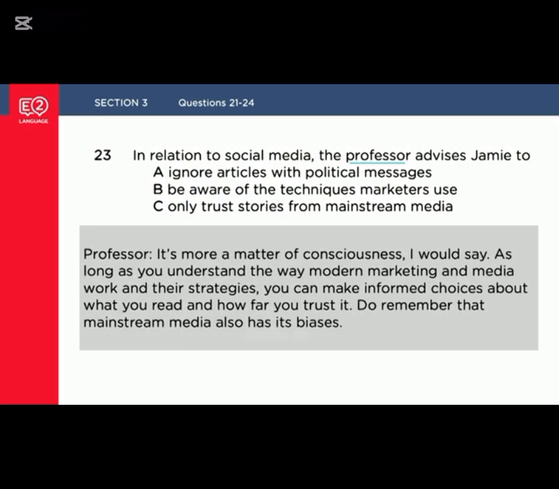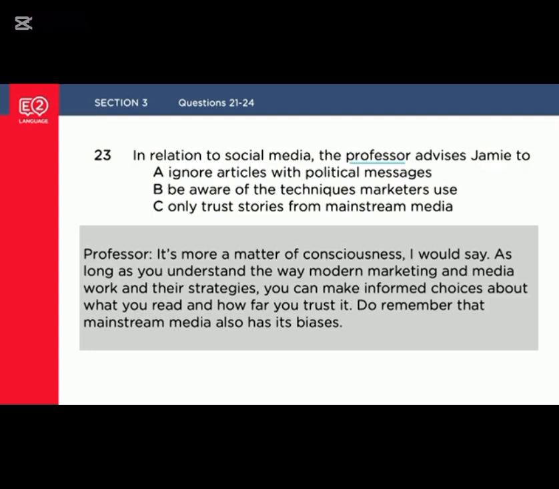The professor: it's more a matter of consciousness, I would say. As long as you understand the way modern marketing and media work and their strategies, you can make informed choices about what you read and how far you trust it. Do remember that mainstream media also has its biases.